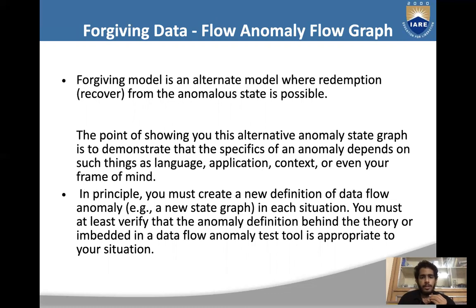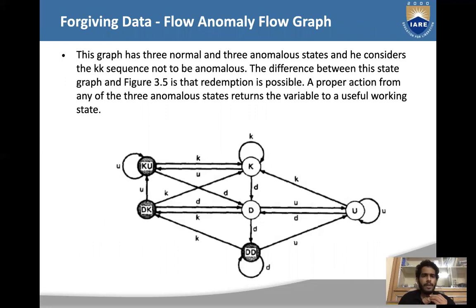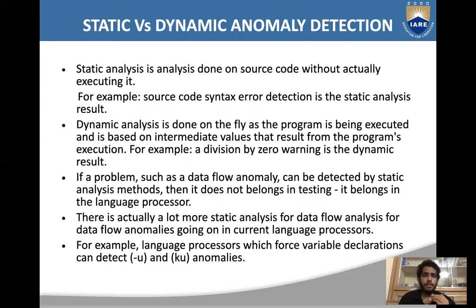Now, in principle, you must create a new definition of data flow anomaly in each situation. You must at least verify that the anomaly definition behind the theory, or embedded in the data flow anomaly test tool, is appropriate to your situation. Now the graph has 3 normal and 3 anomalous states, and it considers that the KK sequence is not anomalous. The difference between this graph and the previous graph is that redemption is possible. A proper action from any of the 3 anomalous states returns the variable to the useful working state.